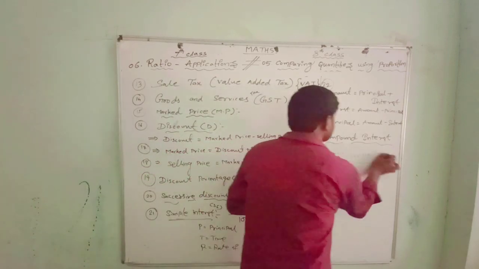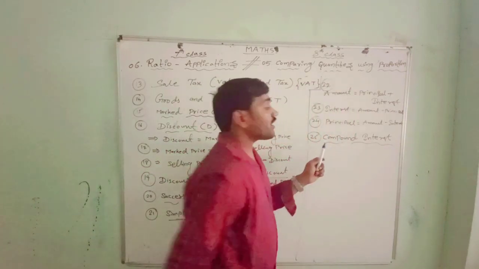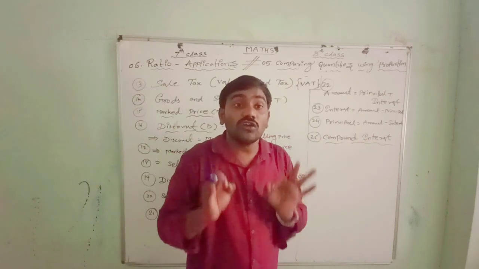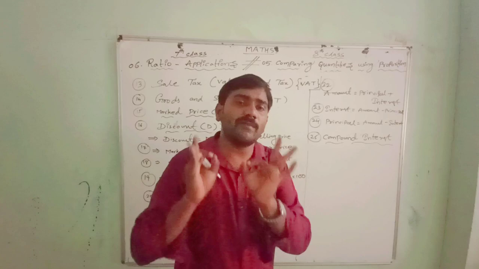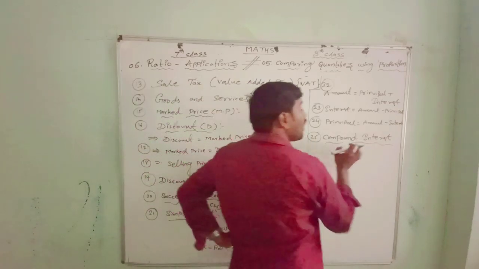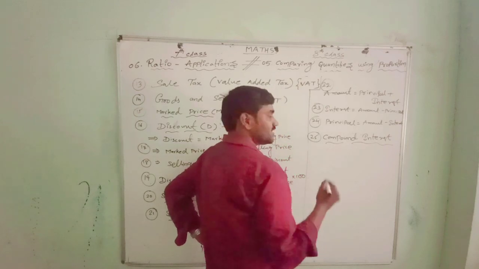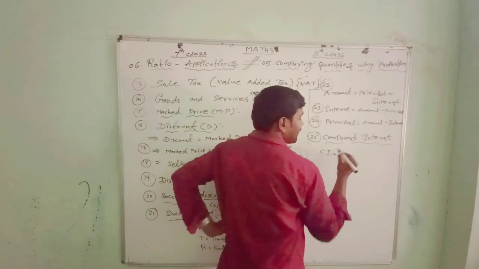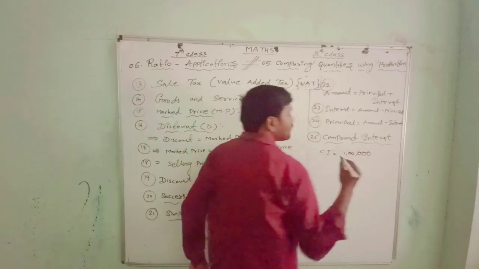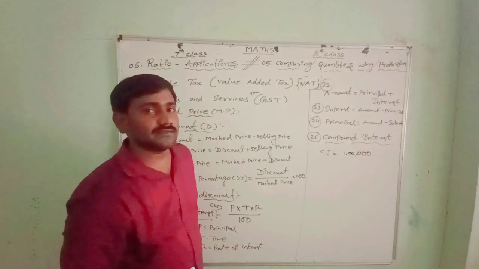But in compound interest it is different. Normally in our surroundings, your fathers or mothers or your relatives, they will give for compound interest only. Even the banks will give you for compound interest. So let's see, for compound interest what is it? Interest plus interest. Suppose you have taken 1 lakh rupees at compound interest.